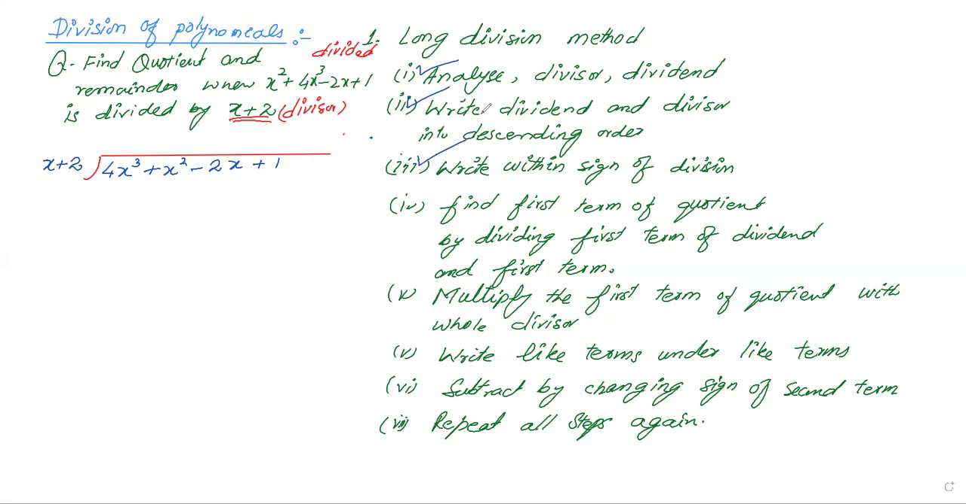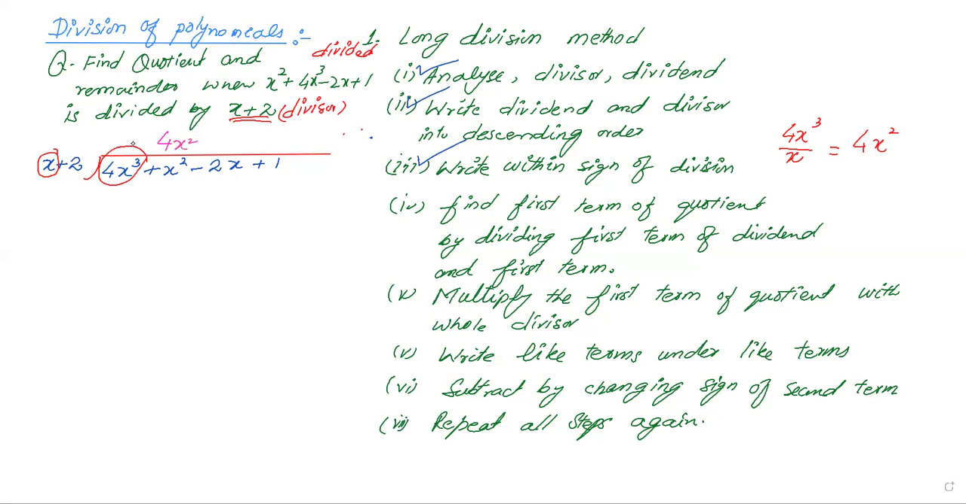Now you have to find the first term of the quotient by dividing the first term of the dividend by the first term of the divisor. By changing the color, that is called the first term of the dividend, and that is called the first term of the divisor. So you have to move over here. The first term of the dividend divided by the first term of the divisor, you will get the answer 4x squared. So over here, you have to write 4x squared.